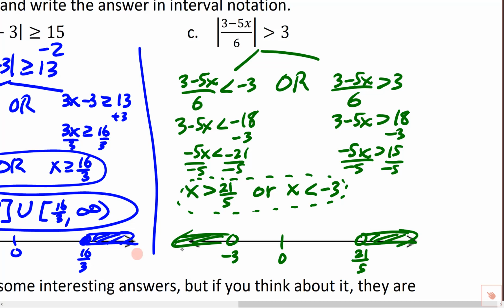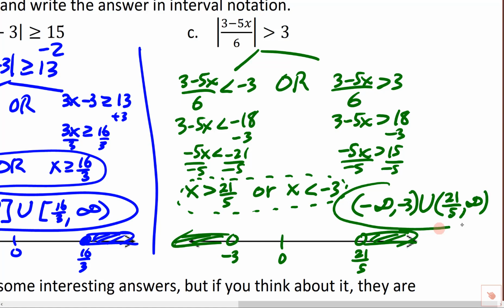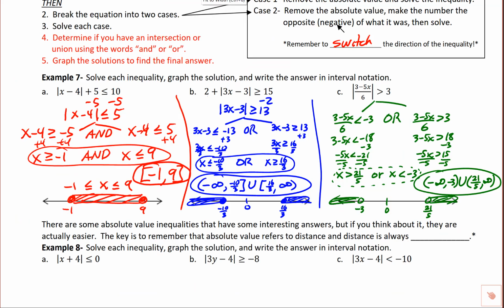So again, starting from left, going to the right, the answers start way down there at negative infinity. They stop at negative 3, always round around infinity, but at negative 3 it's an open circle, so that's not going to be included either. Union, because we've got this other piece that starts up at 21/5 and goes all the way to positive infinity, and then we close that off. So that right there is really what we're looking for here. Okay, so that's how we do these.